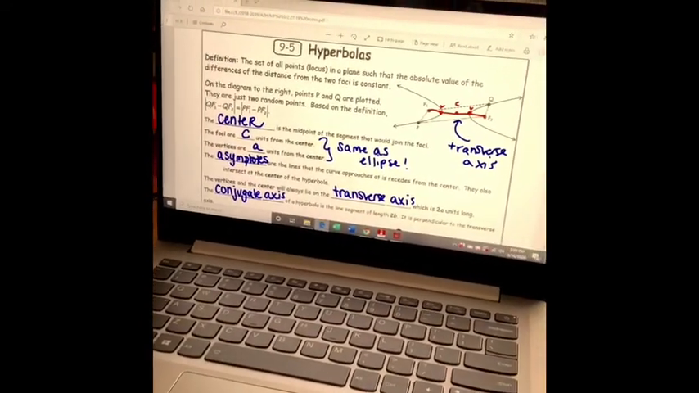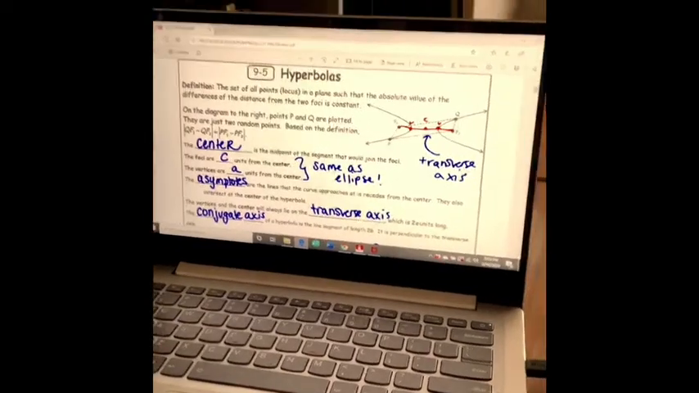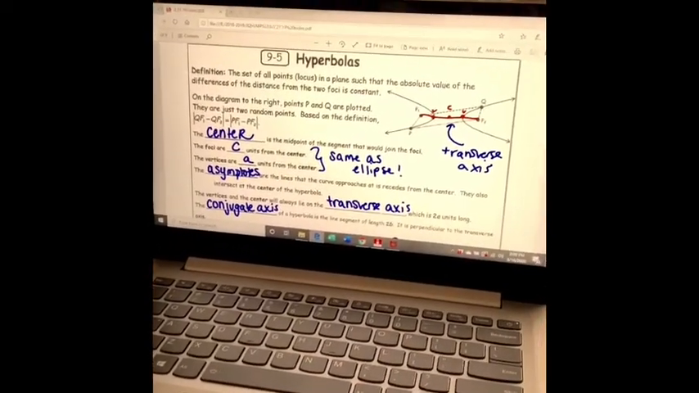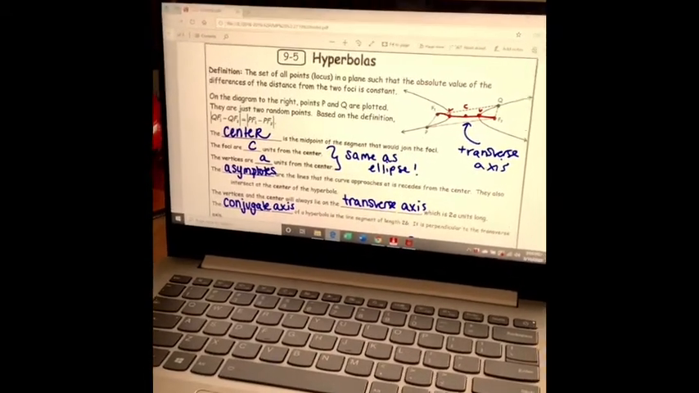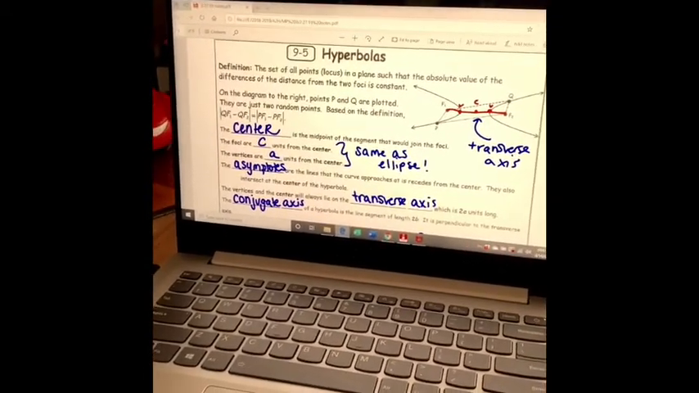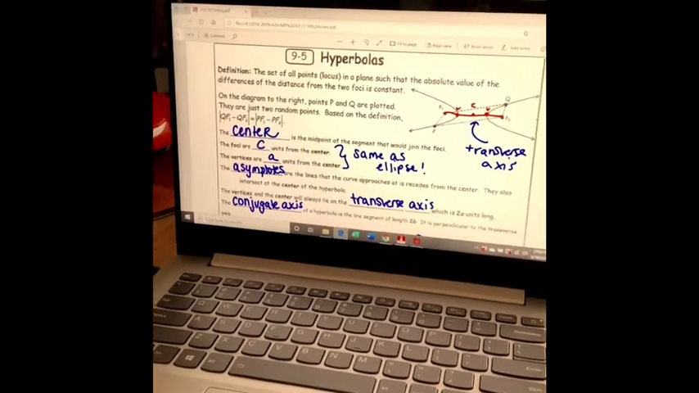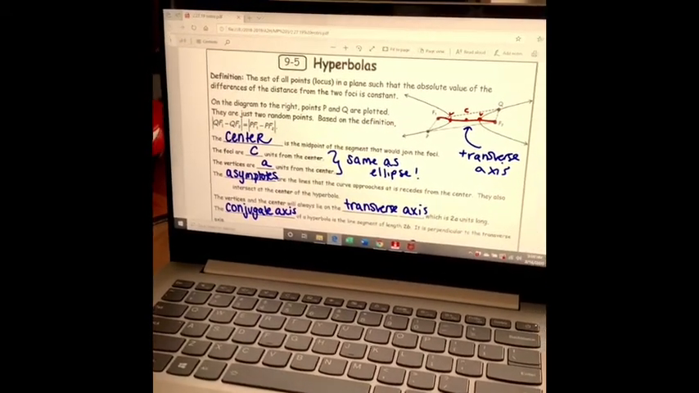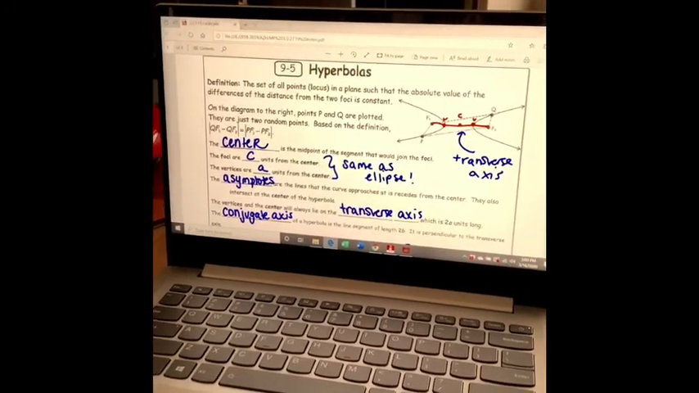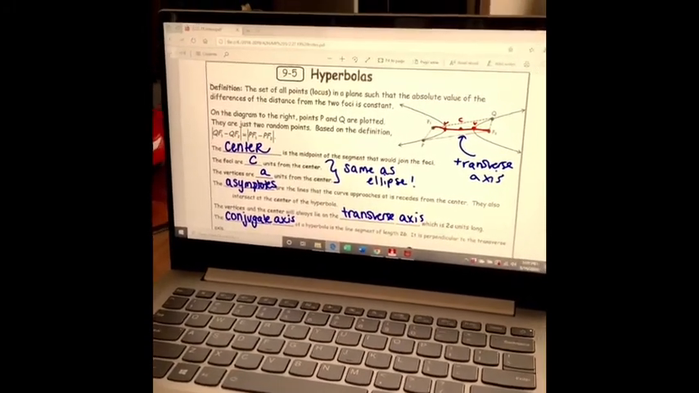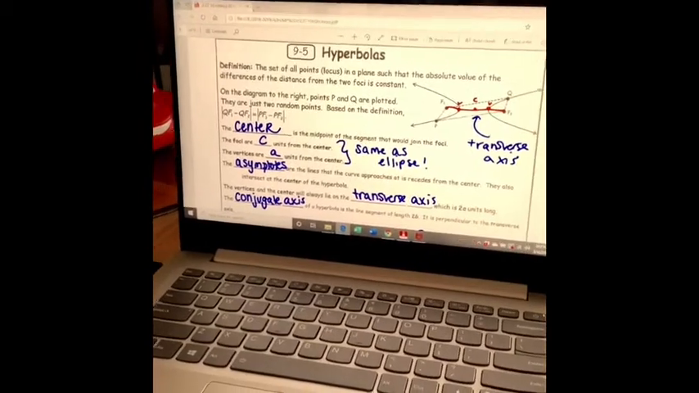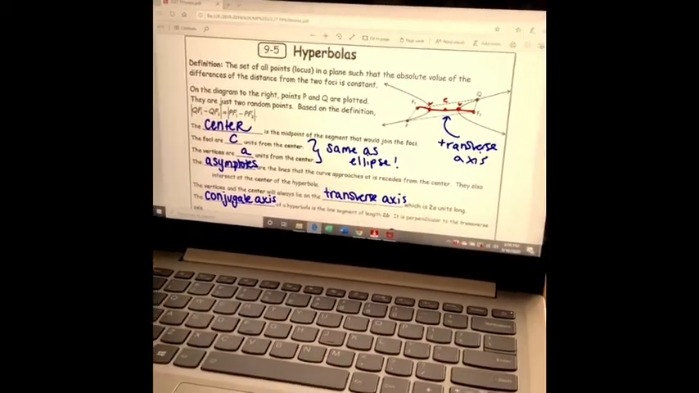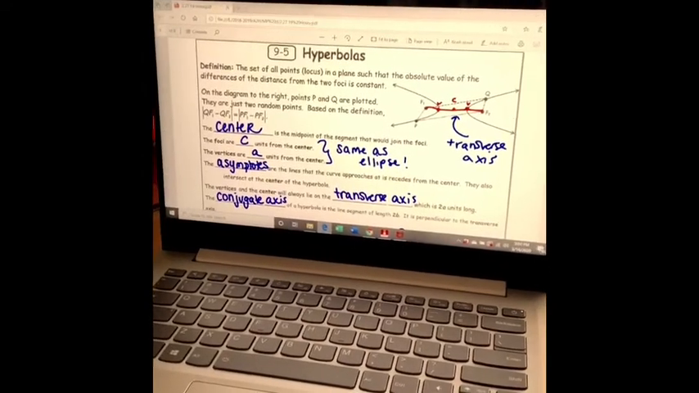So it says that the center is the midpoint of the segment that would join your two foci. The foci are C units from the center and the vertices are A units from your center. So notice that those two variables are going to be the exact same as the ellipse that we used. The asymptotes are the lines that the curve approaches. So notice that we're going to have some asymptotes as we draw these in. Now remember, those are invisible lines, so we draw them as dotted, and your function itself or your graph itself is not actually going to be touching those lines.